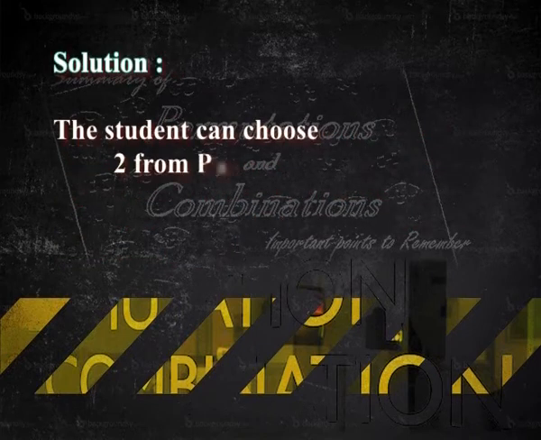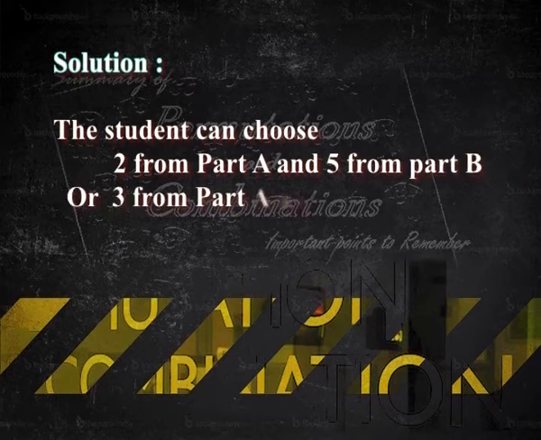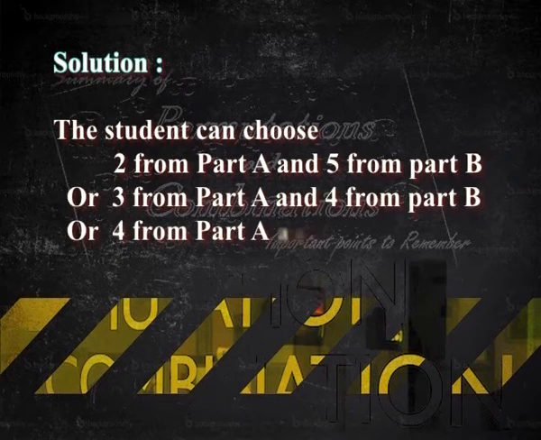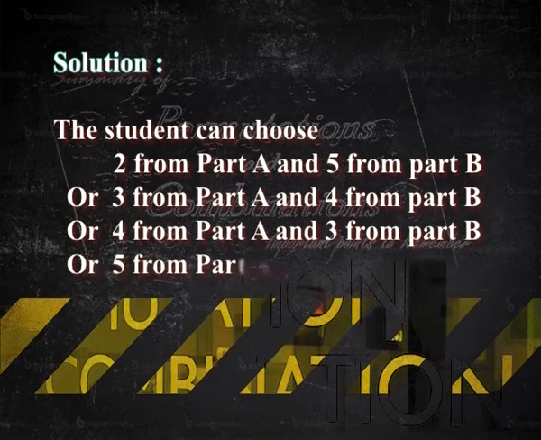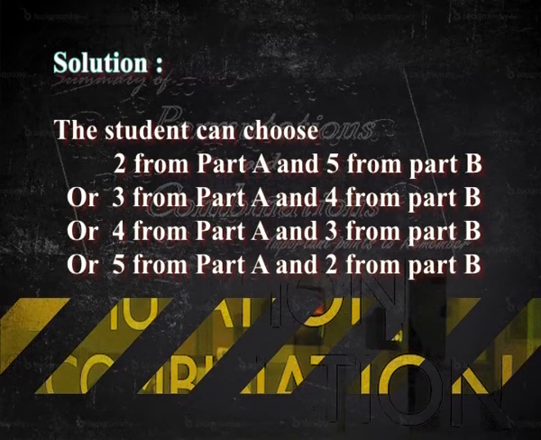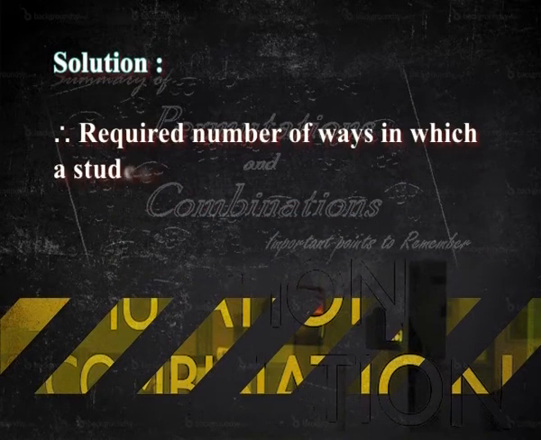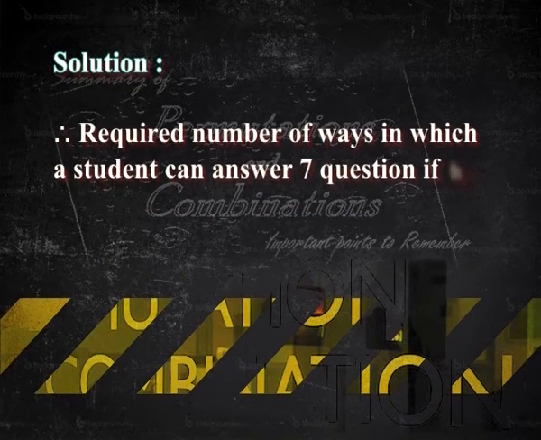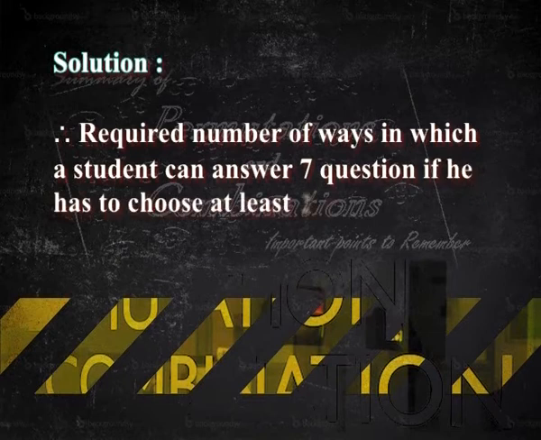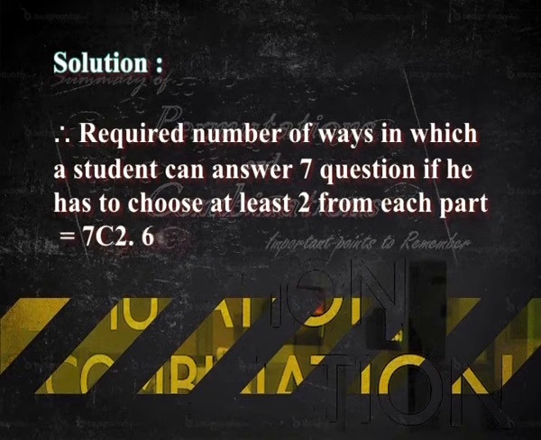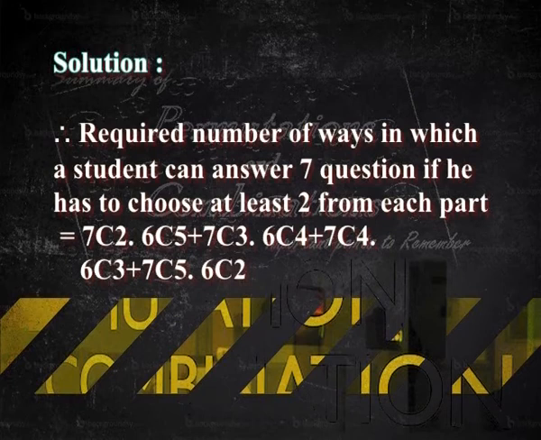The student can choose 2 from part A and 5 from part B, or 3 from part A and 4 from part B, or 4 from part A and 3 from part B, or 5 from part A and 2 from part B. Therefore, the required number of ways in which a student can answer 7 questions if he has to choose at least 2 from each part will be 7 choose 2 into 6 choose 5 plus 7 choose 3 into 6 choose 4 plus 7 choose 4 into 6 choose 3 plus 7 choose 5 into 6 choose 2.